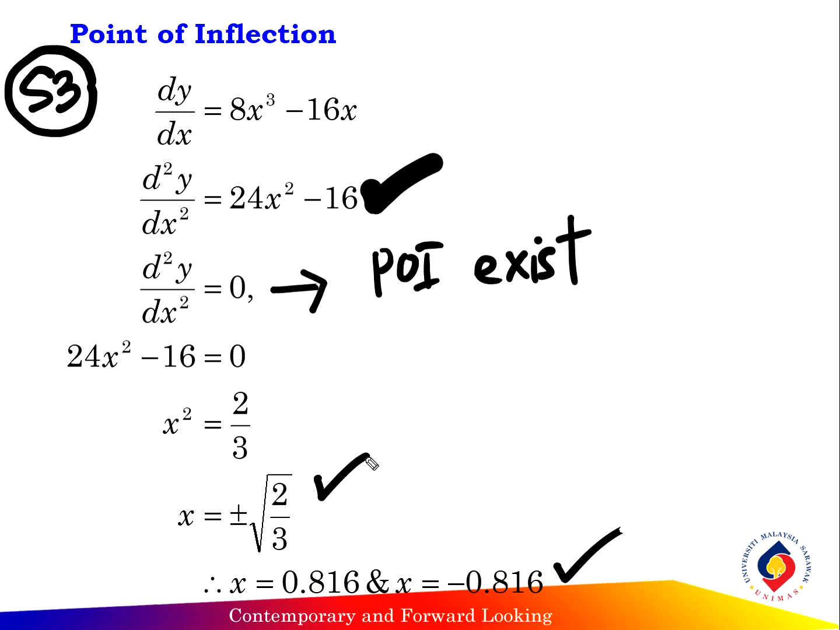You can write down the answer here in a surd form, or you can write down the answer here in decimal form, at least 3 decimal places. This one is in surd form, and here in decimal places, at least 3 decimal places, 0.816.